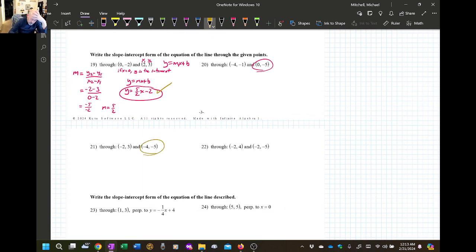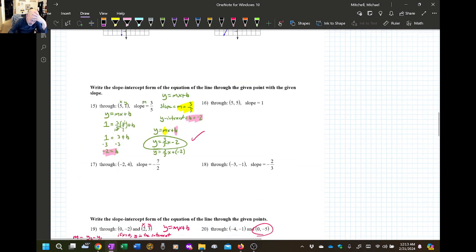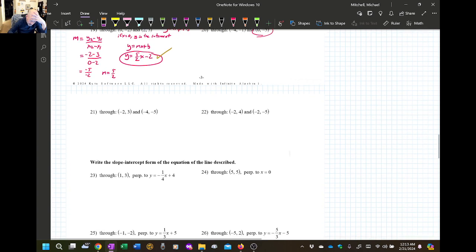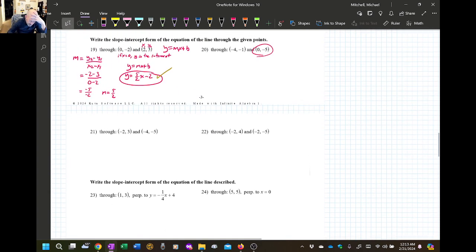These ones, notice you don't have that y-intercept given to you, so you're going to have to go up here and do the same steps we did on 15 and plug in one of those points to get your answer. You'll see it on the next one too. So that takes us through 19 to 20. Again, really quick, I'll just show this.